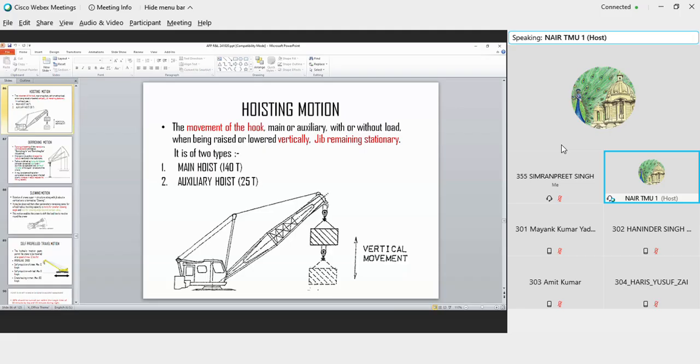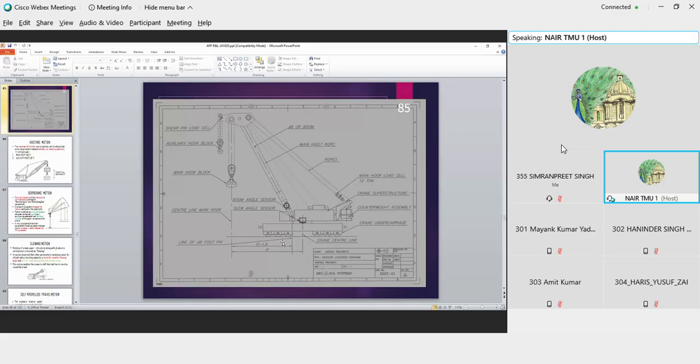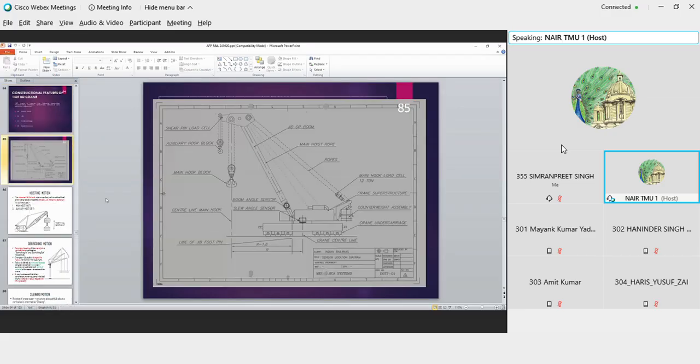So what happens when a 140-ton crane reaches the site? The 140-ton crane is made free on rails. The load is not going through the wheels. The load is going through something called props.